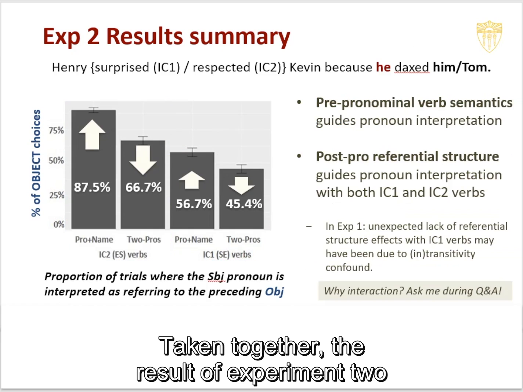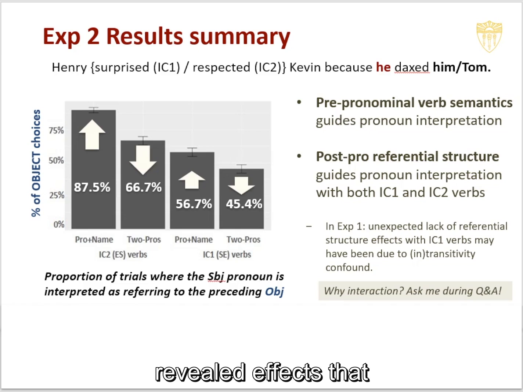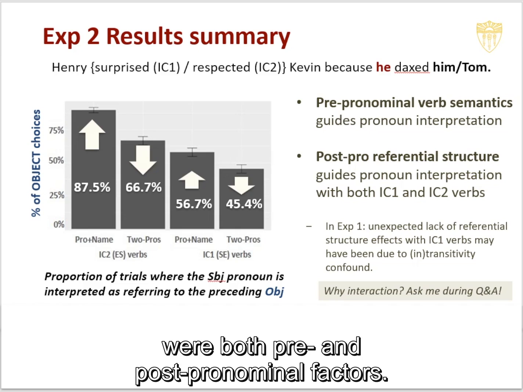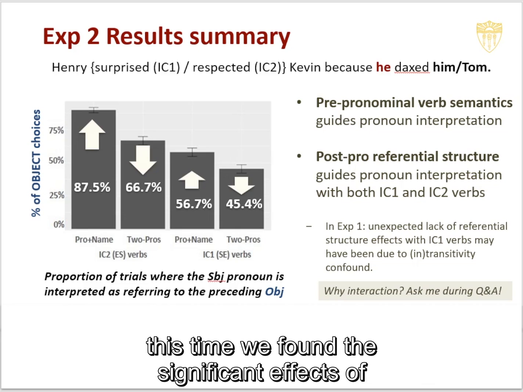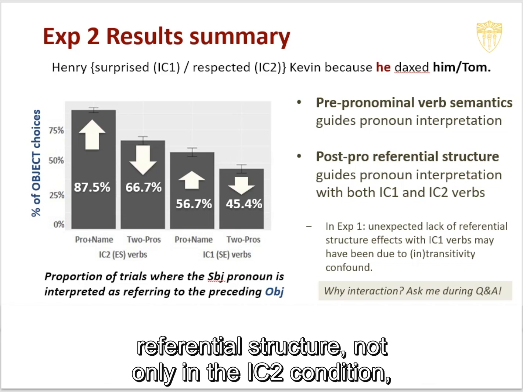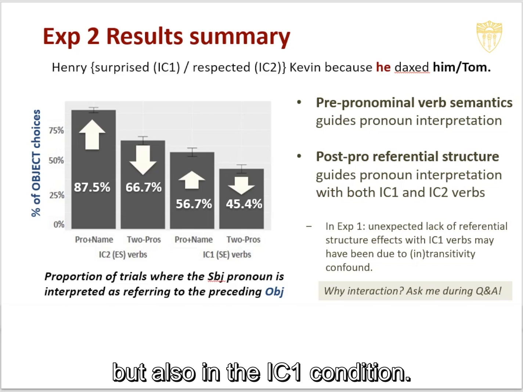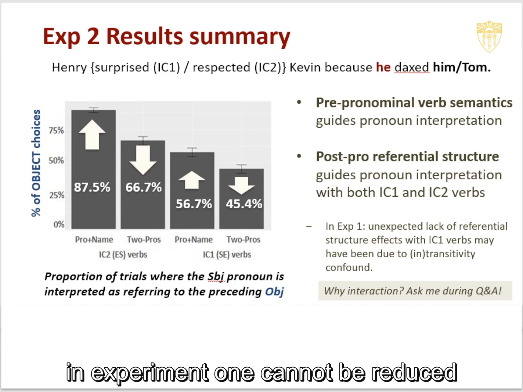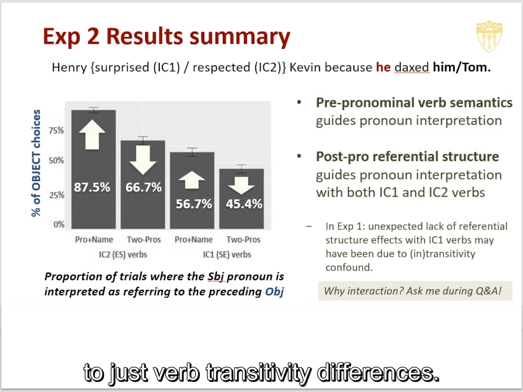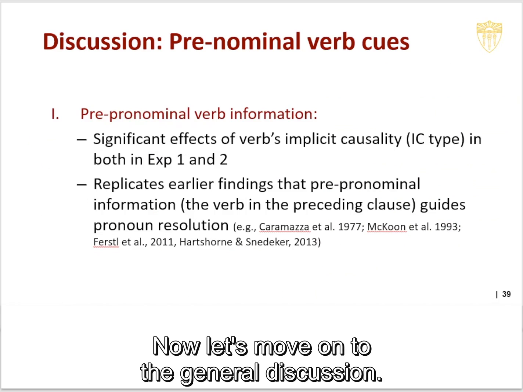Taken together, the results of experiment 2 revealed the effects of both pre- and post-pronominal factors. However, unlike experiment 1, this time we found significant effects of referential structure not only in the IC2 condition, but also in the IC1 condition. So this result shows that the referential structure effect in experiment 1 cannot be reduced to just verb transitivity differences. Now let's move on to the general discussion.